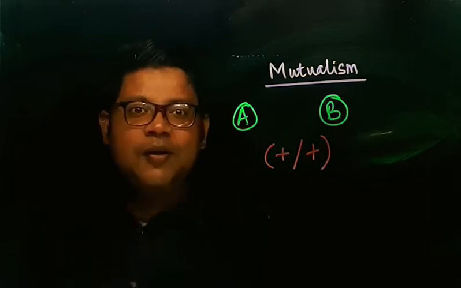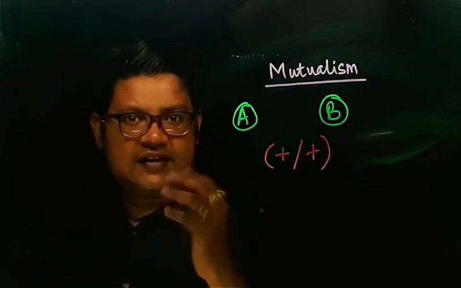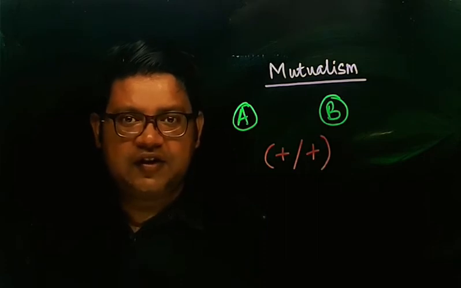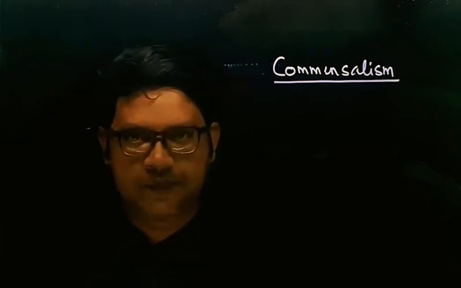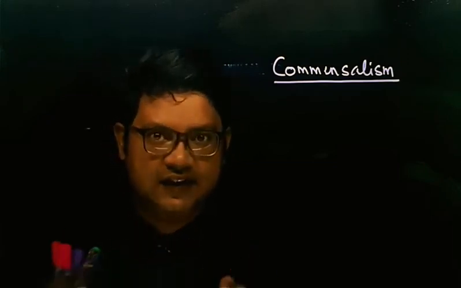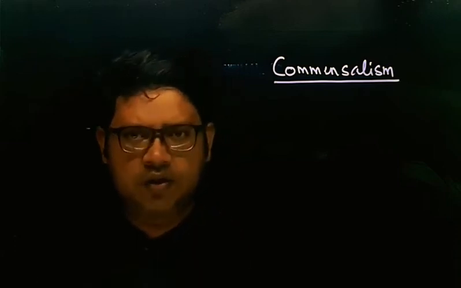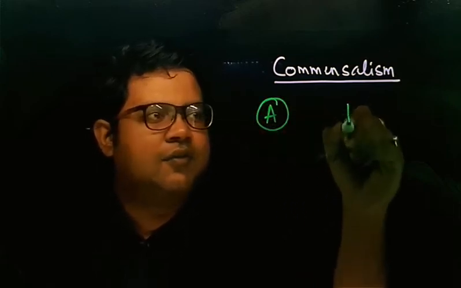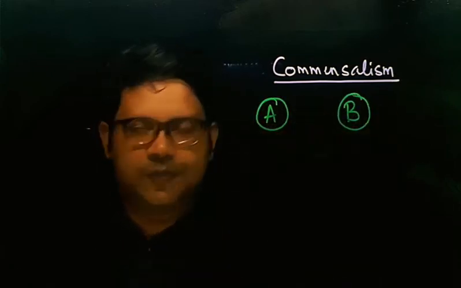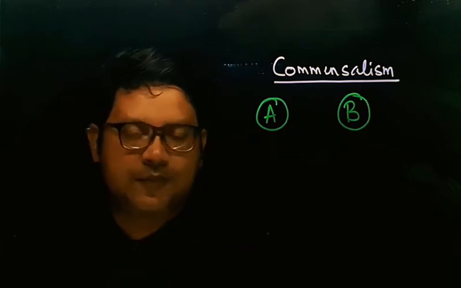Now let us talk about the next type of interaction, which is commensalism. Again, this is an interspecific interaction, that means two different species are involved. So again, let me write down. Let us assume these are the two different species, species A and species B.